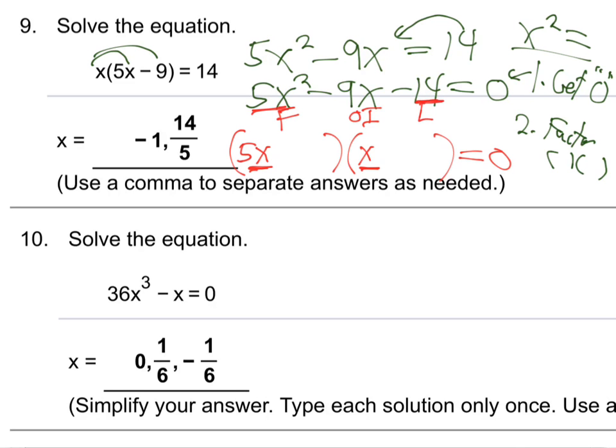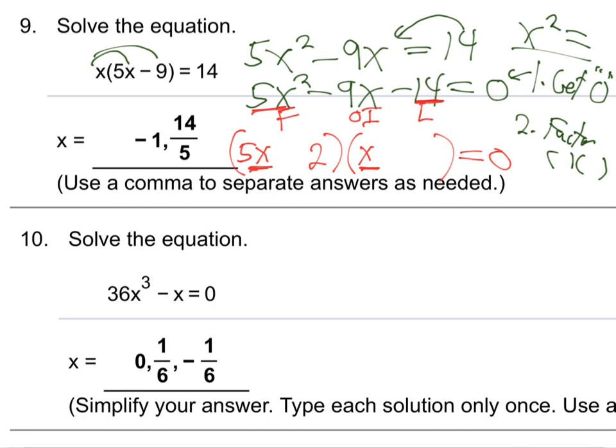Okay. And last, now you jump to the L. Remember, say the OI. At the end, we'll do the OI. Last times last to be 14. What times what is 14? 2 and 7. Remember, don't start with 1 and 14. Always start with the numbers closer together. It's usually the numbers closer together. It might be 1 and 14, but it's probably 2 and 7.